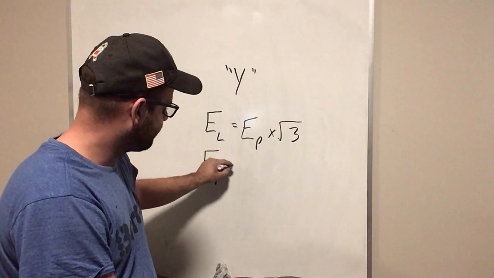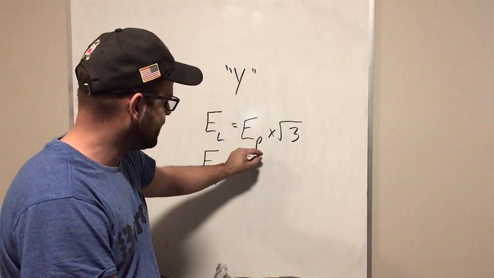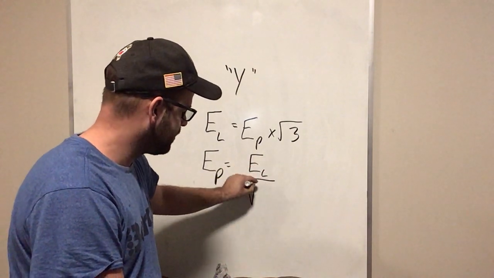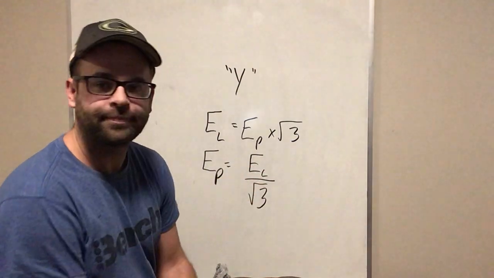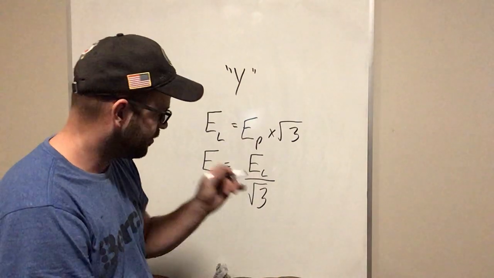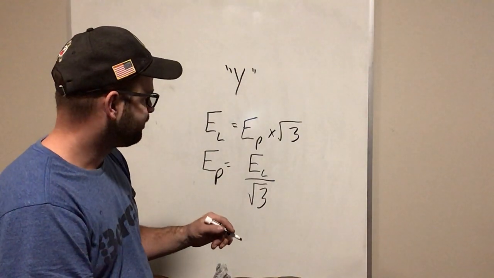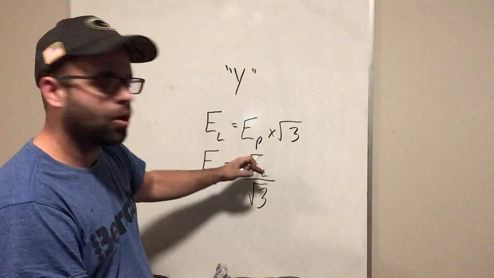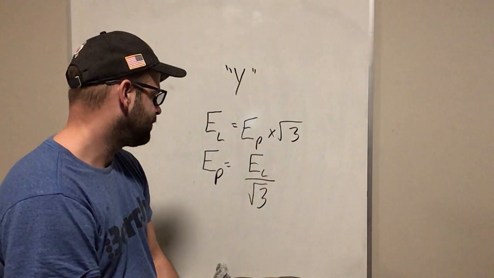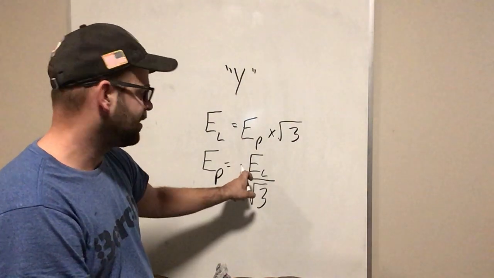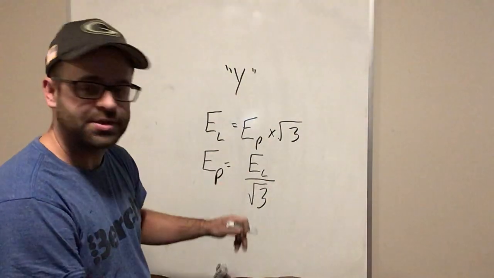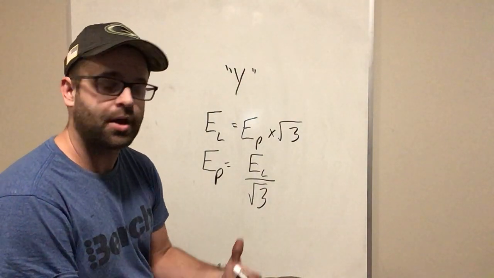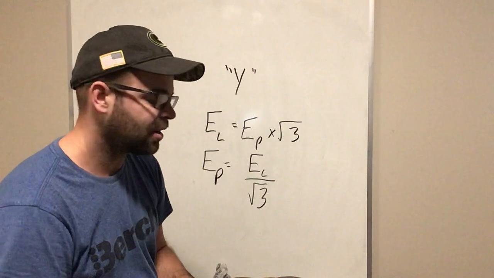Okay? If I have a phase value, it would be E line divided by root 3. That's very important to notice the difference. So if I'm going from a phase value to the line value, always root 3 larger. If I'm going from a line value to a phase value, I'm root 3 smaller. I have to make the value smaller. So line values for voltages in Y are always bigger. Phase values are always smaller.